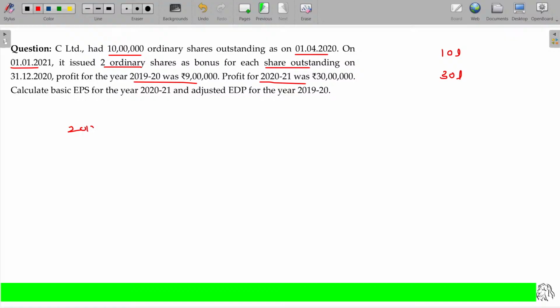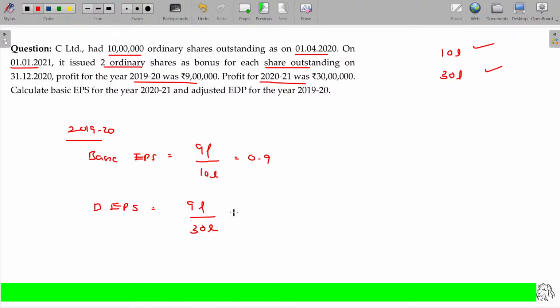So for 2019-20, basic EPS being 9 lakhs divided by how many shares you have? 10 lakhs. 0.9. What about the diluted EPS in that year? 9 lakhs divided by, including bonus share, you have 30 lakhs in the denominator, 0.3.